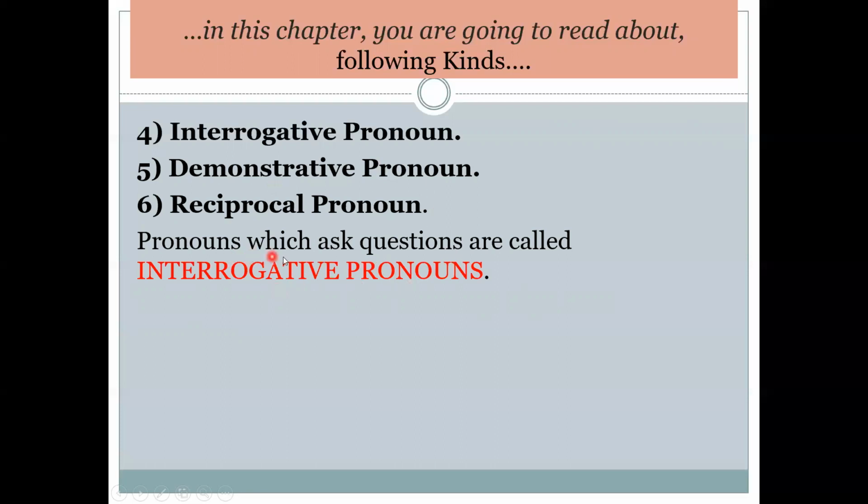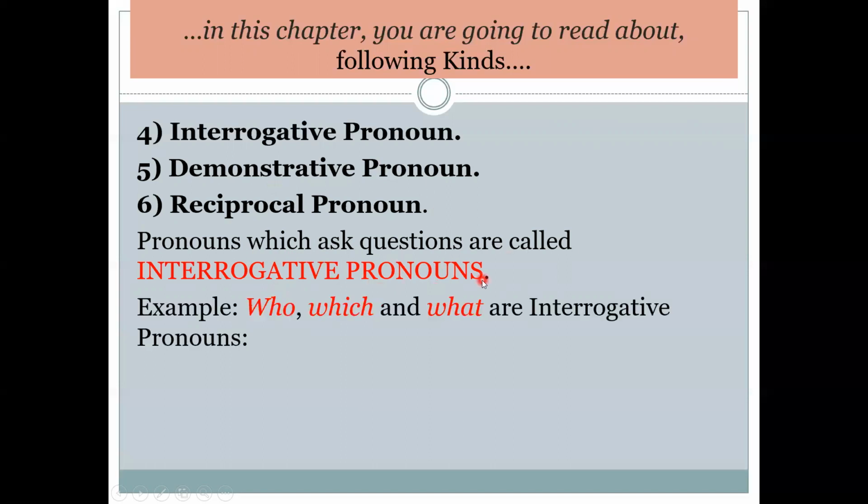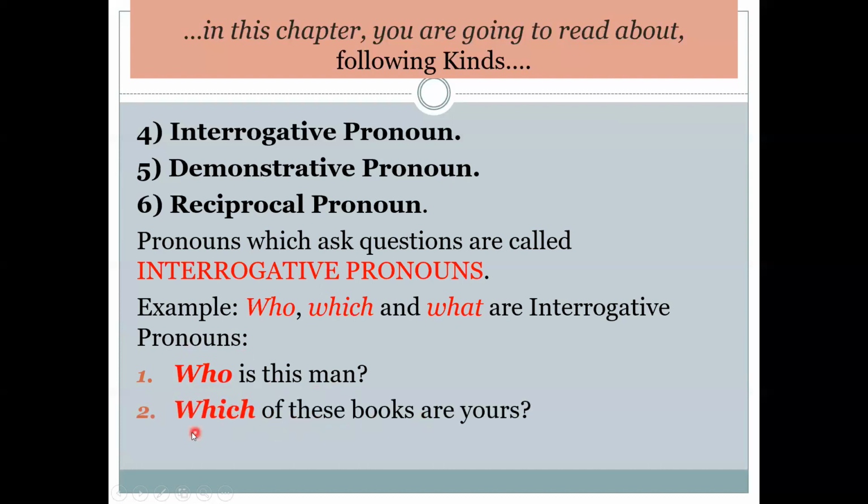Now, first we are going to learn the interrogative pronoun. Pronouns which ask questions are called interrogative pronouns. For example, who, which, what. These are the interrogative pronouns. For example, who is this man? Who is an interrogative pronoun. Number two, which of these books are yours? Here, which is an interrogative pronoun. Number three, what is your uncle doing? Here, what is an interrogative pronoun.